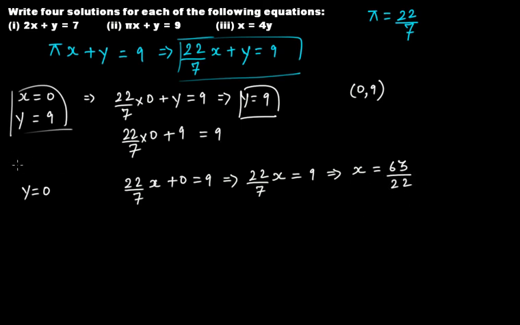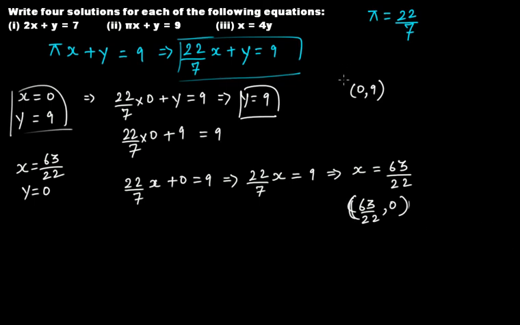So x is equal to 63 by 22, and if you want to check it, you can put this value here and you will get exactly the same 9 as we have here. So 63 by 22 comma 0 is another solution.